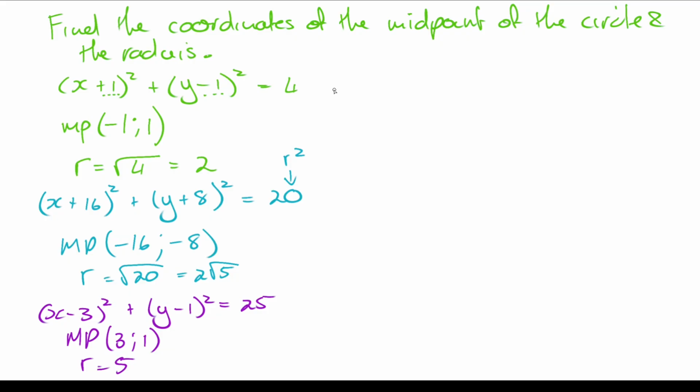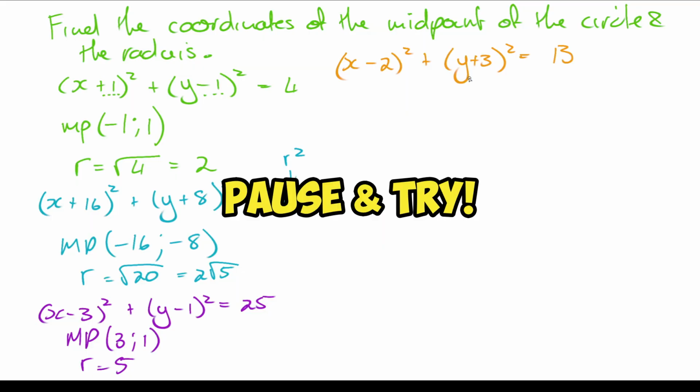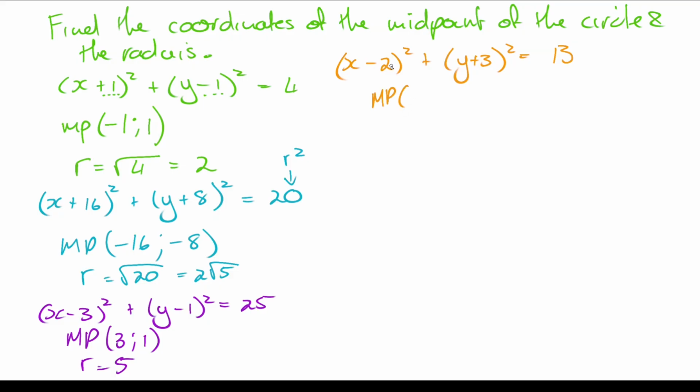All right. So, next one is (x - 2)². Is that a plus or a minus? I think it's a minus 2. Okay. Squared plus (y + 3)² = 13. Pause for a bit, and get your midpoint and radius. Midpoint is +2, but -3, because we changed the signs. And then the radius, in this case, is just the square root of 13.